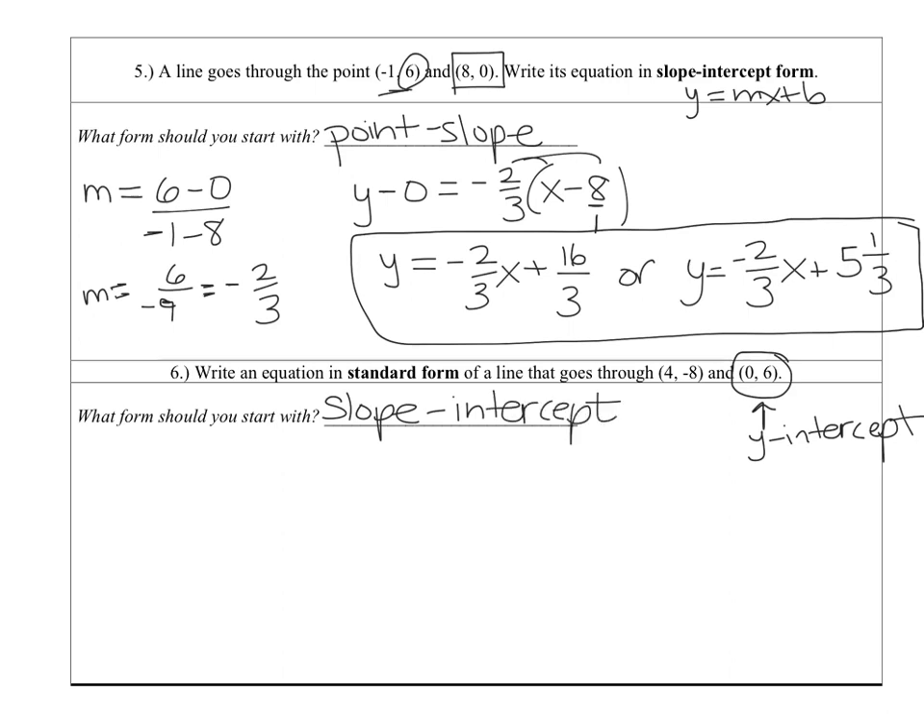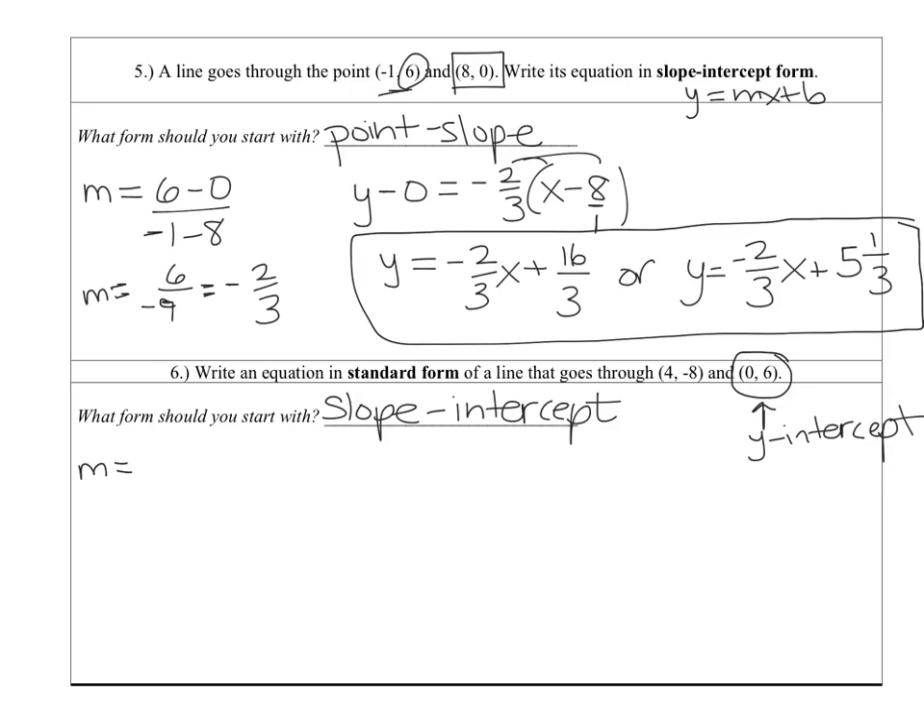Now, if you didn't notice that, that's fine. You can start in point slope form and then convert it to slope intercept form because you'll get 6 for your y-intercept anyway. But I like to let you know that sometimes there are shortcuts, right? So I want to get to standard form. Let's start this problem in slope intercept form. So we got to find the slope first, right? A lot of times you just have to start by finding the slope.